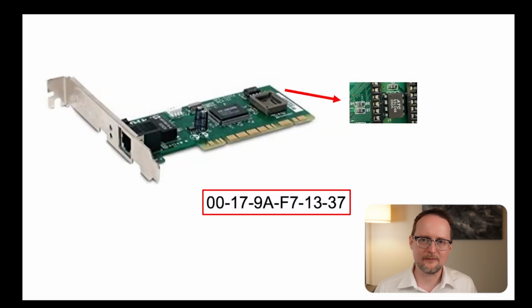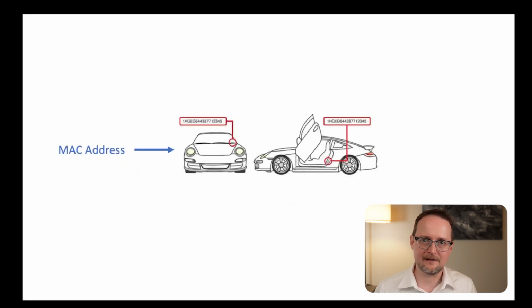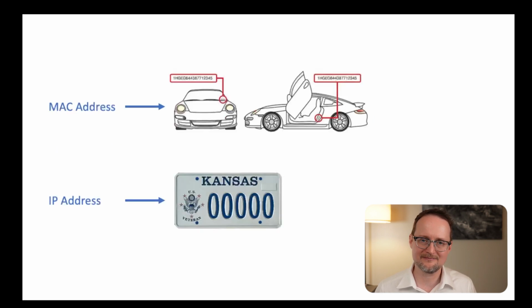In my last video I talked about how network cards already have an address called a MAC address. And I made an analogy that a MAC address is kind of like a VIN number of a car. It's created by the manufacturer and it's permanent, or at least semi-permanent. So this begs the question, why do we need another address? Why don't we just use the MAC address instead of an IP? And there's a few reasons for this.